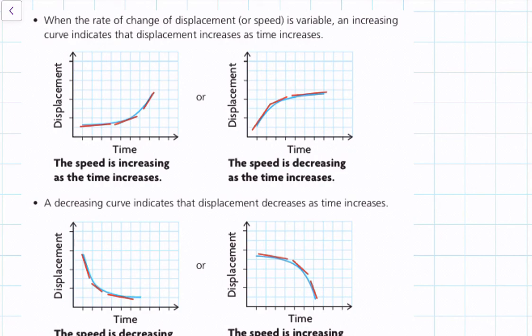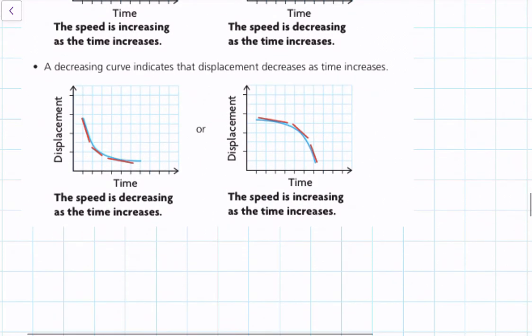So remember when I broke it down into little slopes? That's what they're doing here. They're looking at little slopes for the different points in time. And they're telling us that means that the displacement increases as time increases. And similarly here, the speed is decreasing as the time increases.